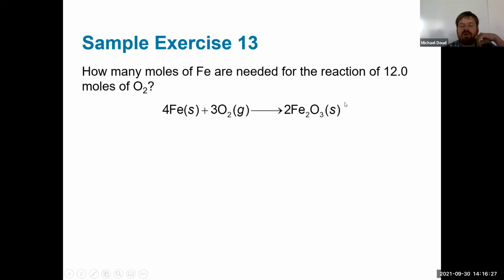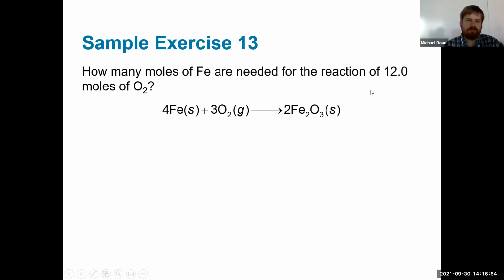Okay, so here we go. Now we're ready for sample exercise number 13. Given this same equation, how many moles of iron are needed for the reaction of 12.0 moles of oxygen gas? Note that oxygen gas is O2. So go ahead, give it a shot. Pause the video here. Try to use the correct mole ratio, mole factor, and then when you come back, we'll walk through the problem. Let's go ahead, pause.